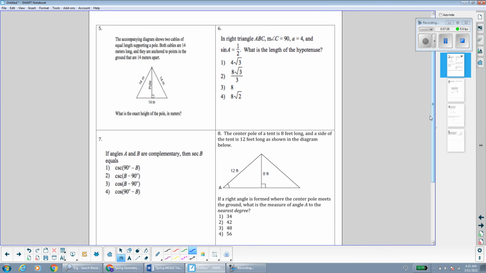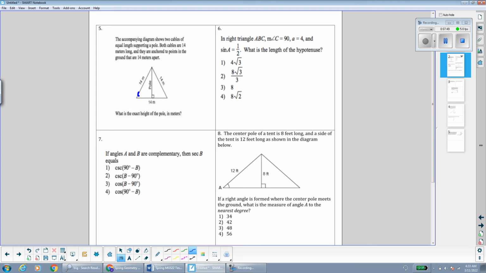The accompanying diagram shows 2 cables of equal length supporting a pole. Both cables are 14 meters long, and they are anchored to points in the ground 14 meters apart. So I see that we're working with an equilateral triangle over here. So not only do we know that equilateral triangles have 3 equal sides, we also know that the angles are equal, and they all are equal to 60 degrees.